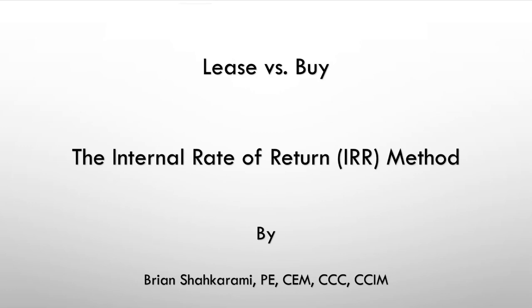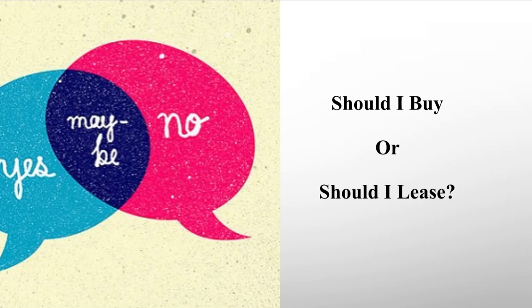In our last session, we covered the decision-making process of lease versus buy or purchase through the net present value method. Today, we'll cover the same process using the internal rate of return method, but the internal rate of return of the differential. That is the difference between buying and leasing. So back to square one. Should I buy it or should I lease it?